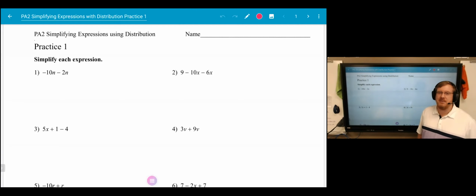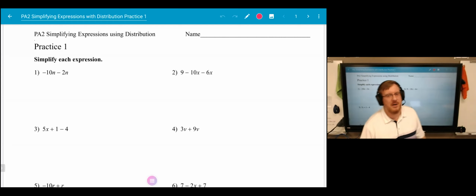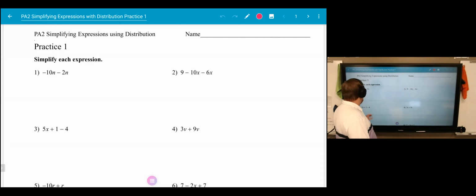We're going to do some simplifying expressions using distribution. The first one is not so much with distribution, but just simplifying some expressions. We're going to use the same kind of thing. We're going to talk about order of operations even a little bit more, but we mostly need to just get into it. So I'm going to do a few problems. I'm going to skip around a little bit. I'll do odds or evens, because I usually do odds.